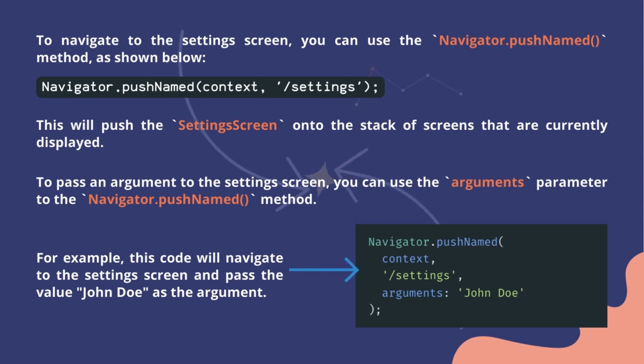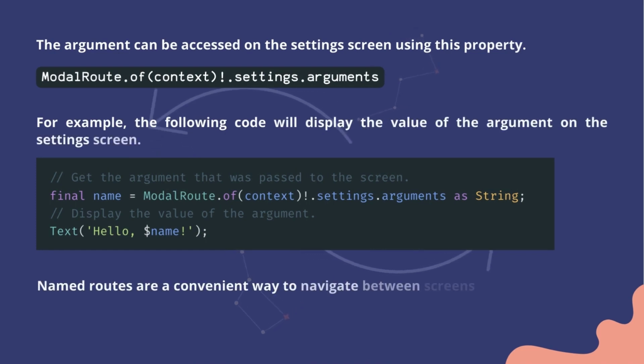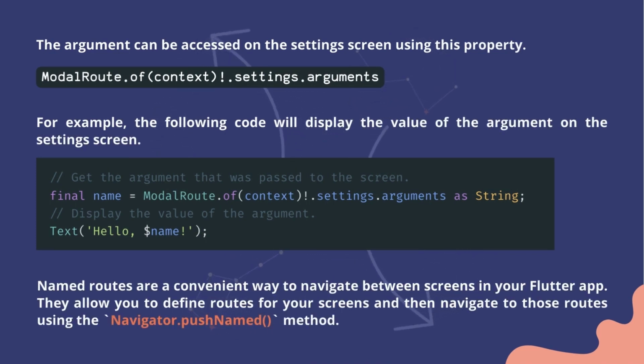To pass an argument to the settings screen, you can use the arguments parameter to the Navigator.pushNamed method. For example, this code will navigate to the settings screen and pass the value John Doe as the argument. The argument can be accessed on the settings screen using this property: ModalRoute.of(context).settings.arguments. For example, the following code will display the value of the argument on the settings screen.